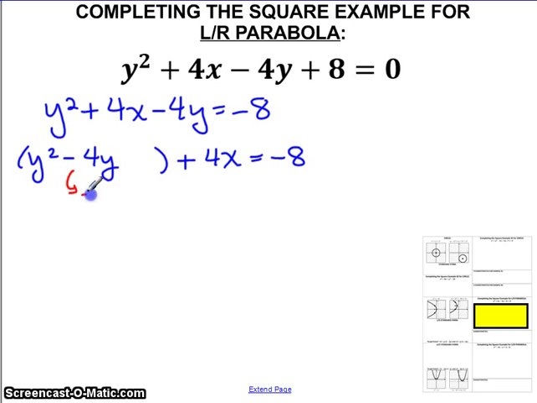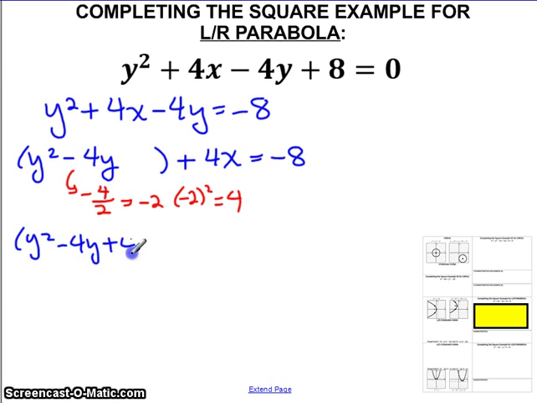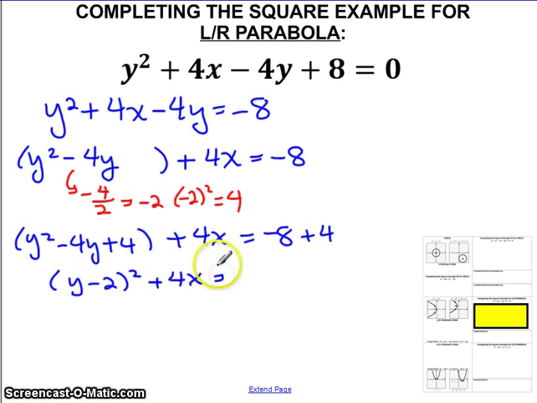All right, we're going to have negative 4 divided by 2 is equal to negative 2. We square the negative 2, we get 4. y squared minus 4y plus 4 plus 4x equals negative 8 plus 4. This is now y minus 2 squared plus 4x equals negative 4.